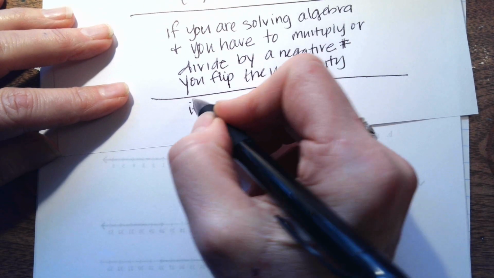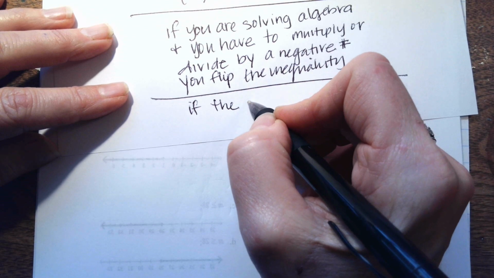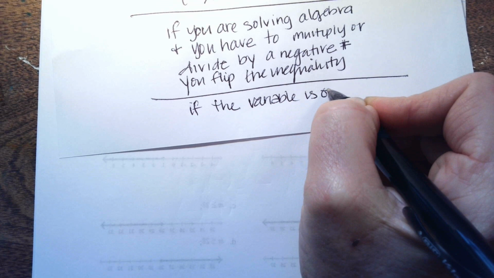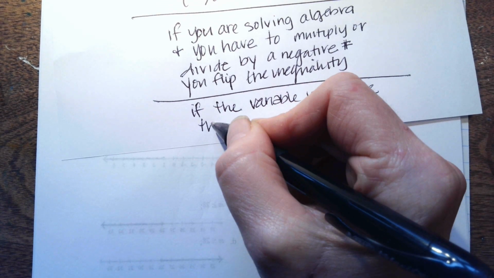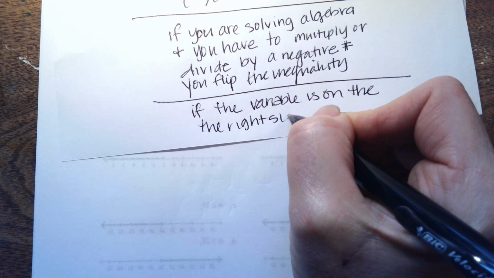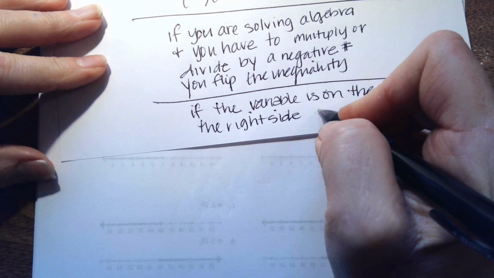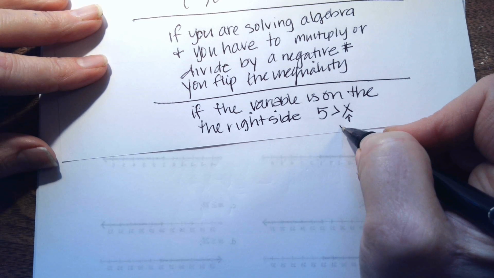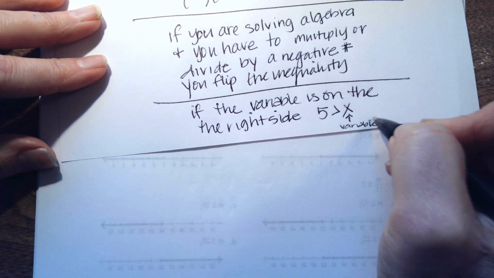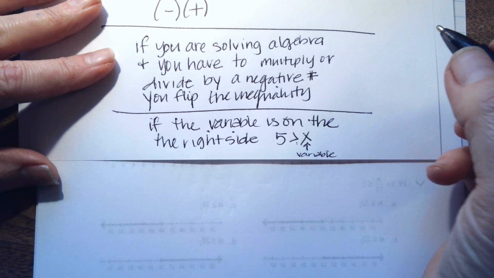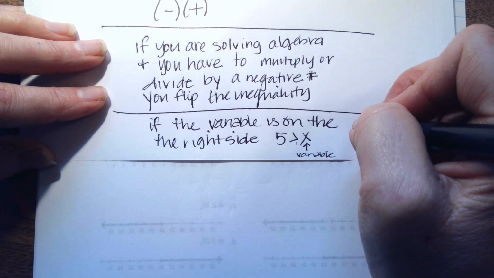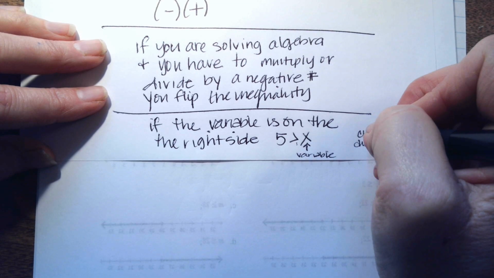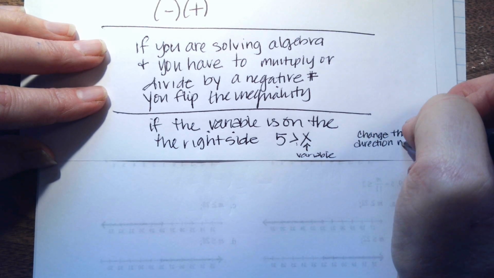If the variable is on the right side, like 5 is more than x, so it's on the left side, here's the variable. You do not flip the inequality, but you change the direction when graphing the equation.